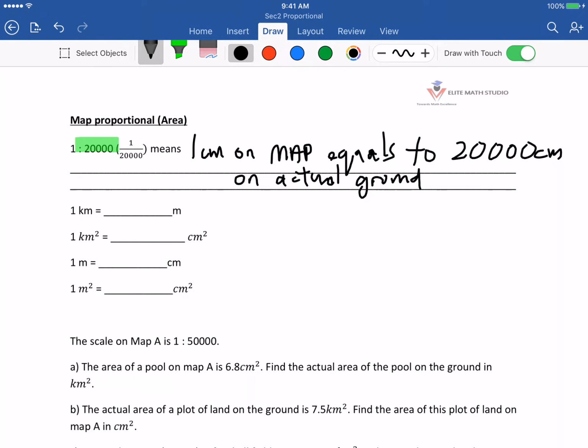Next one. 1 kilometer is how many meters? 1,000. So 1 kilometer square is equal to, sorry, it should be meter square. 1 kilometer square is equal to how many meter square? This is what you do. We square both sides.